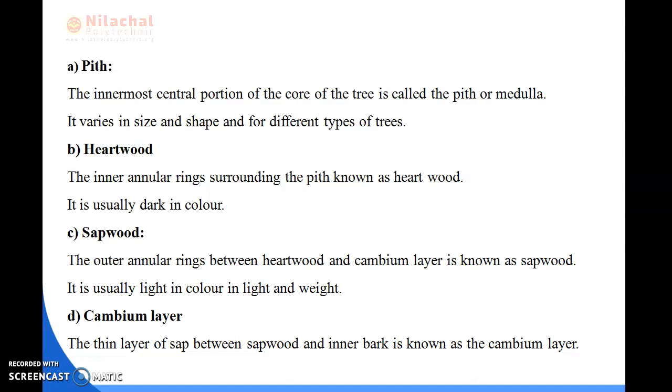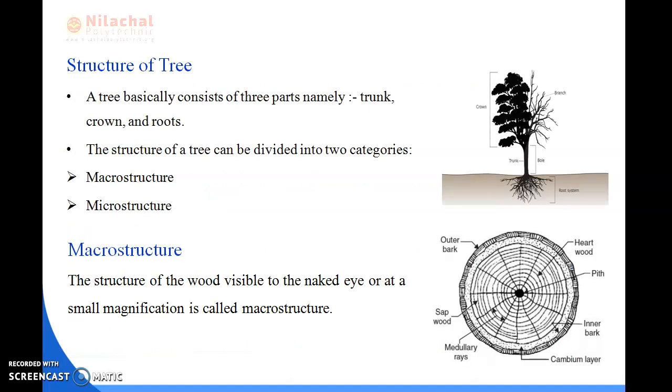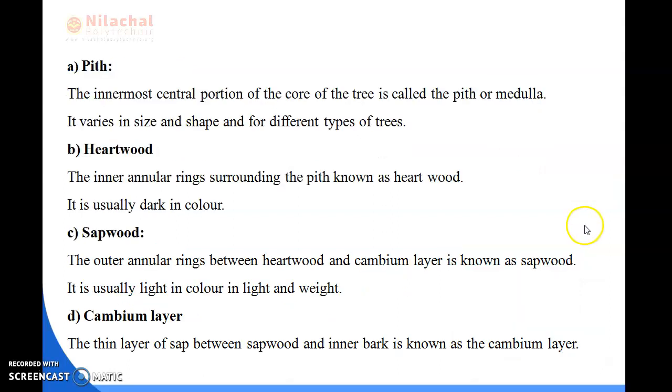Next is heartwood. The inner annual rings surrounding the pith are known as heartwood. It is usually dark in color. You can see here, this is the heartwood. These are the rings. So we can say that the inner annual rings surrounding the pith are known as heartwood. It is usually dark in color.